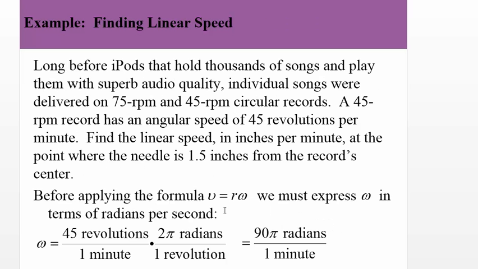Okay, so we're going to apply the formula linear speed equals r omega. Now, before we can do this, we have to get omega in terms of radians per minute. Everything has to be in measures of radians. So 45 revolutions per 1 minute. Now remember, every revolution around the circle is 2 pi radians, so we can cross out the revolutions, and that gives us 90 pi radians per 1 minute.